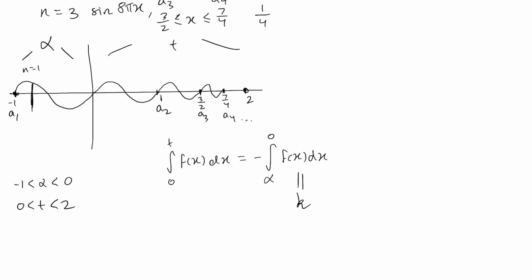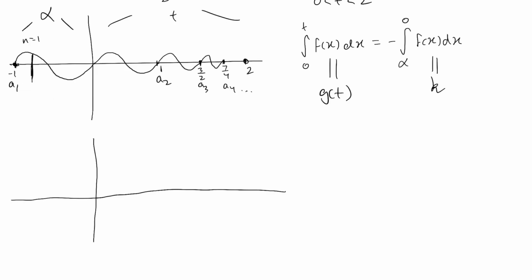So we set this to some constant k, which represents the area under the function f of x from alpha to 0. And on the left hand side, since this integral changes depending on t, we can set this to a function g of t. In other words, g of t is a function that tells us how the area of the function from 0 to t changes as t changes.